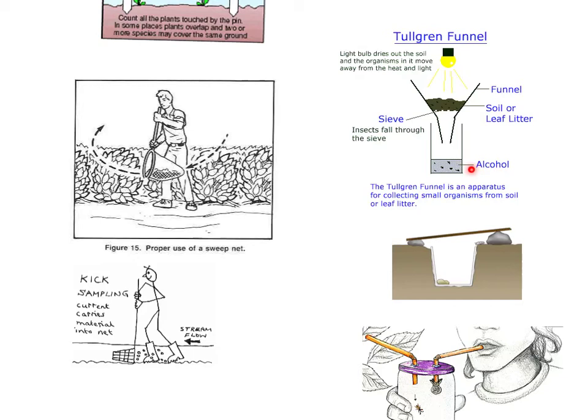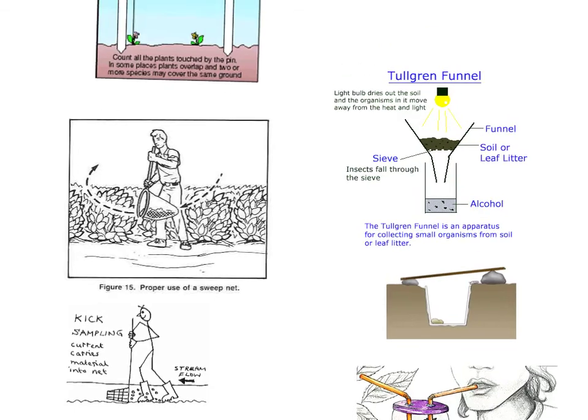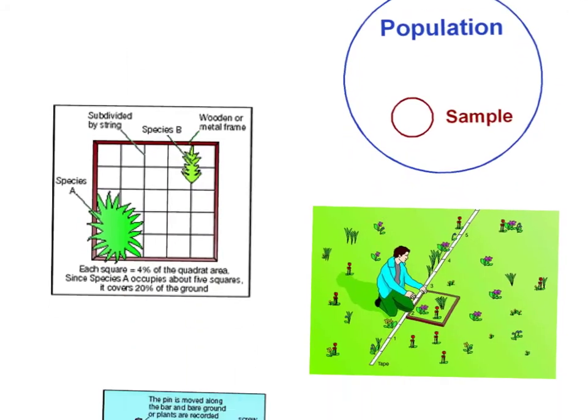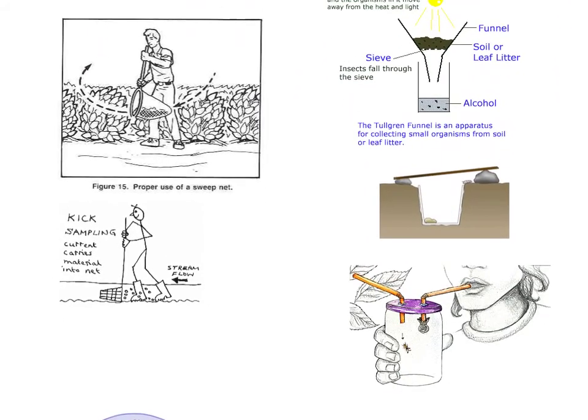We've got other ones here. We've got a pitfall trap and a pooter. So here's a pitfall trap, which does as it suggests. It's an open pit which the organisms can't crawl out of. You allow this a certain amount of time for organisms to fall into your pit, and then you can count the organisms that have fallen in there.